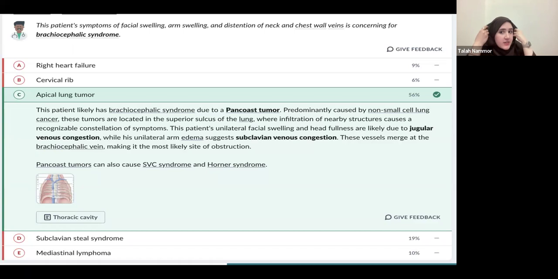Another thing that they might test you on is Horner syndrome. You know what Horner syndrome is, right? Miosis, anhidrosis, and ptosis. So basically, they'll tell you someone came and his eye is funny, or he can't move his lid. They'll just describe Horner syndrome, and they'll tell you that he had a cough, and then, what is it? Pancoast tumor can make sense, okay?